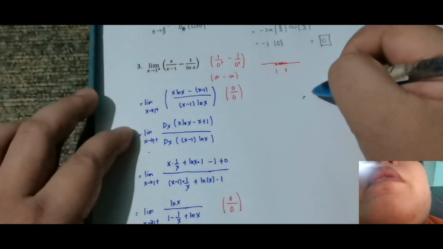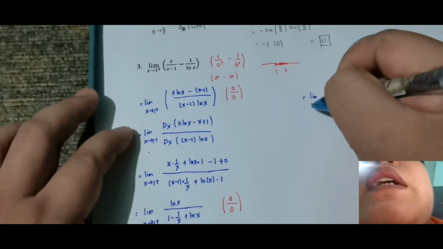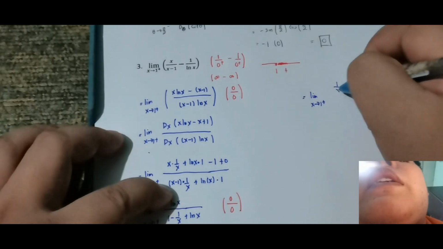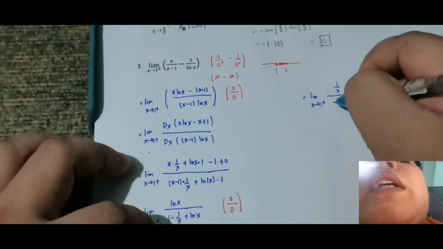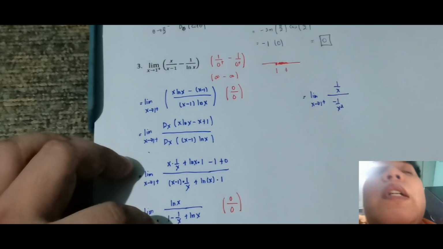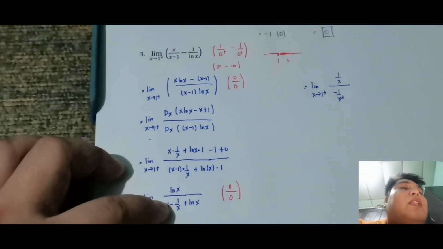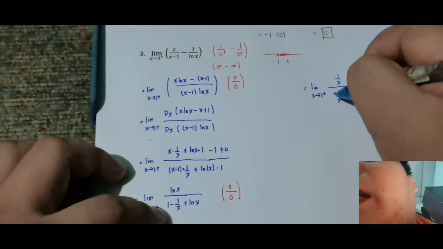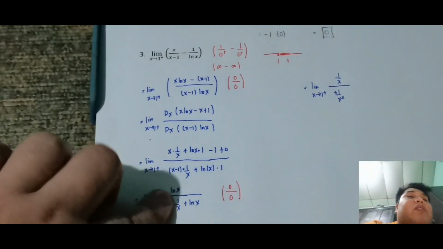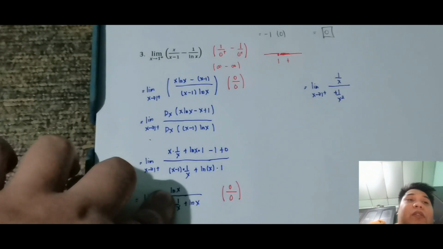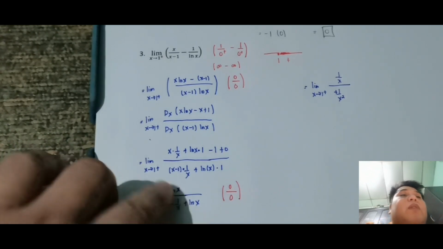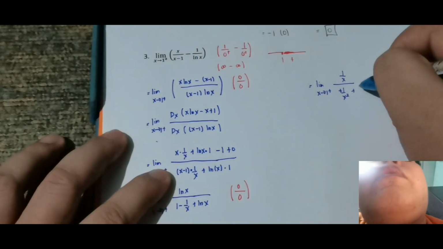So, by applying L'Hopital's rule again, this is just limit as x approaches 1 from the right. Ln of x is just 1 over x. All over, this is just negative 1 over x squared. Kasi derivative ng negative 1 over x is negative 1 over x squared. Actually, positive dapat kasi negative yung derivative ng 1 over x. Ang derivative ng 1 over x is negative 1 over x squared. So, ang derivative ng negative 1 over x is positive 1 over x squared. Then, derivative ng ln of x is plus 1 over x.